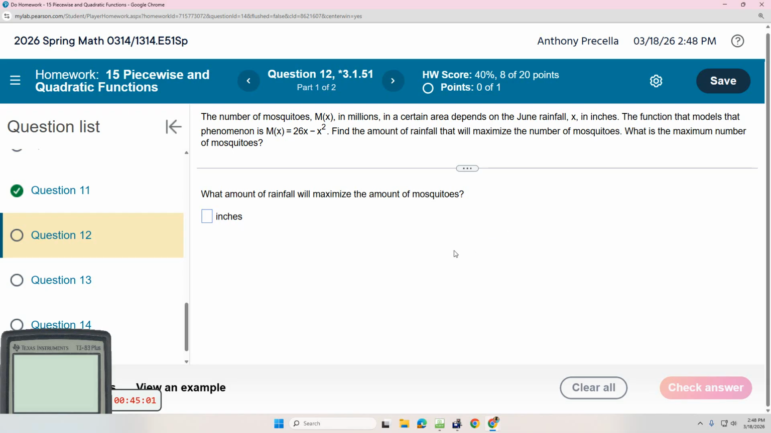But x is the number of inches of rain. Okay, let's switch over.